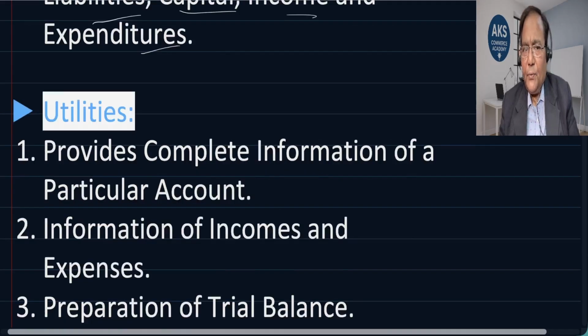Now, let's see what the utilities of the ledger are. It provides complete information of a particular account. This is important to understand: it provides complete information of a particular account, so nothing is missed. If we refer to it, we will have the complete information.